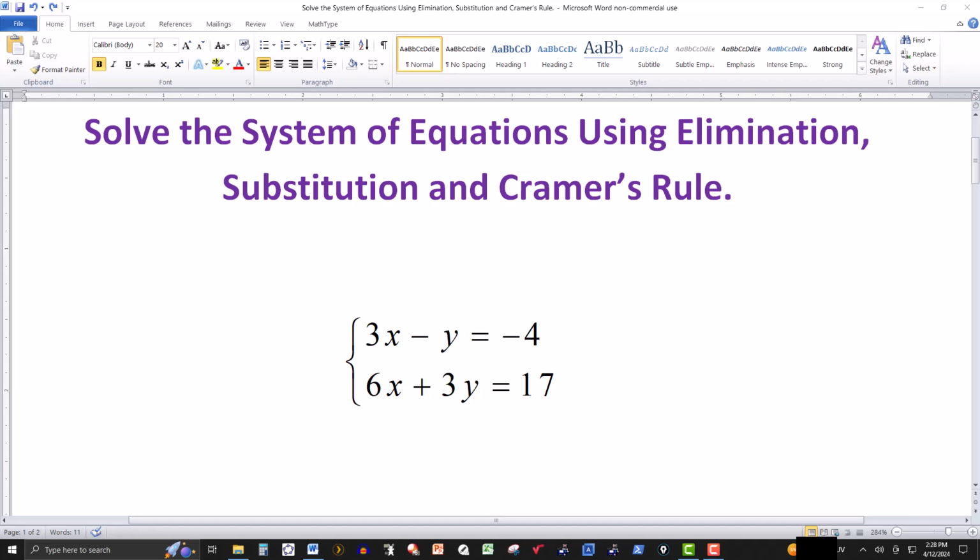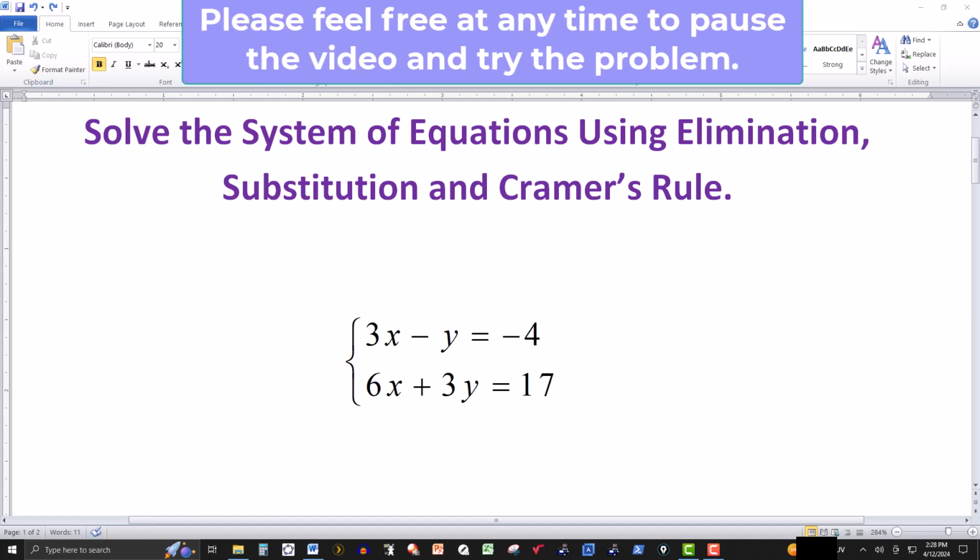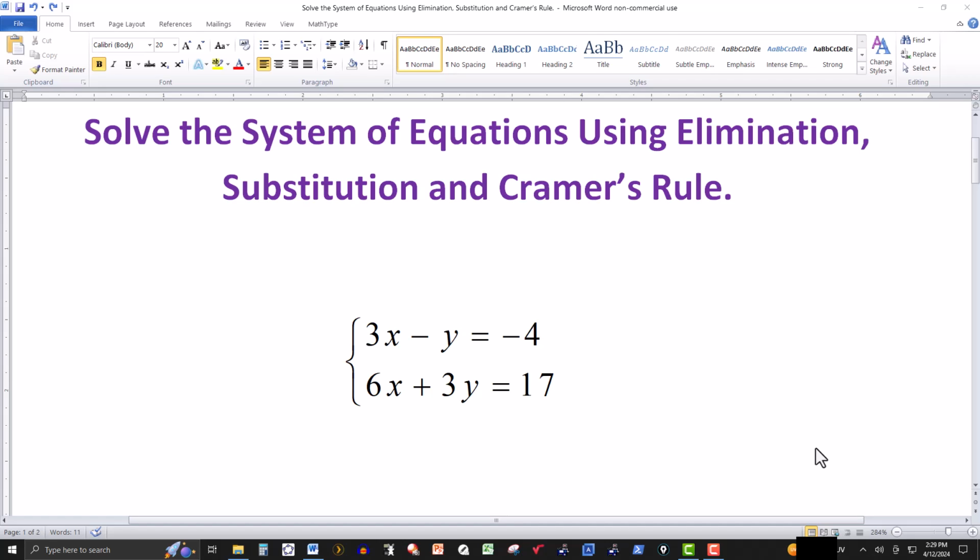In this video, we're going to look at 3 ways to solve a system of linear equations. And in this case, we have 2 equations involving x and y. We'll be using the first one that you probably learn to use when you solve these systems, elimination. And then we'll go to substitution. And then Cramer's rule actually involves determinants.